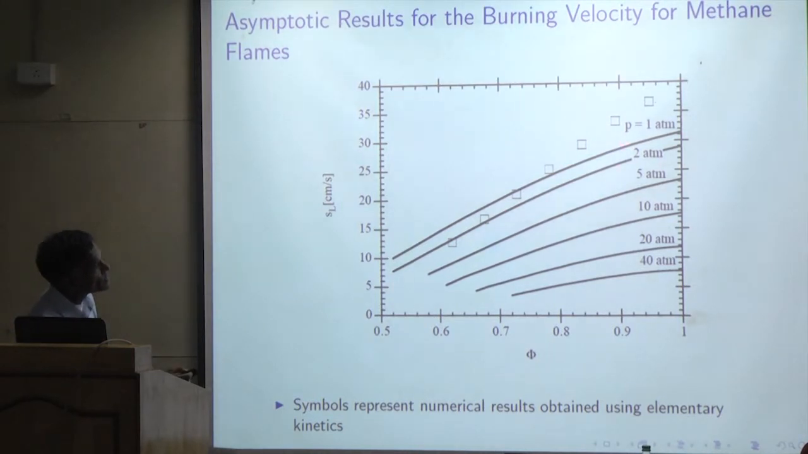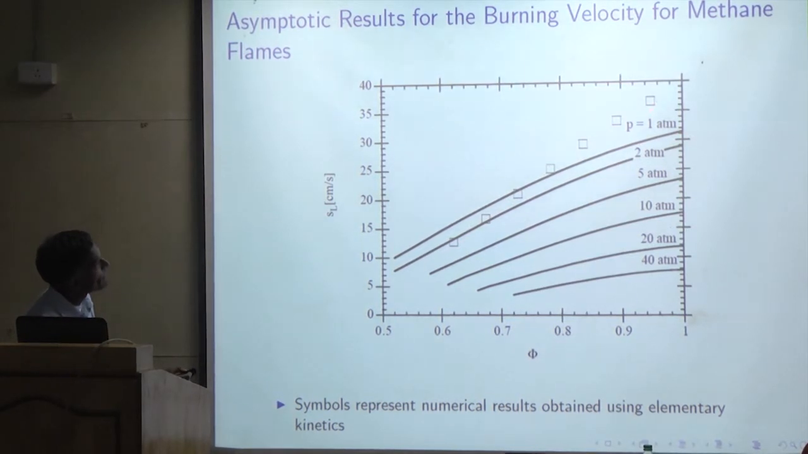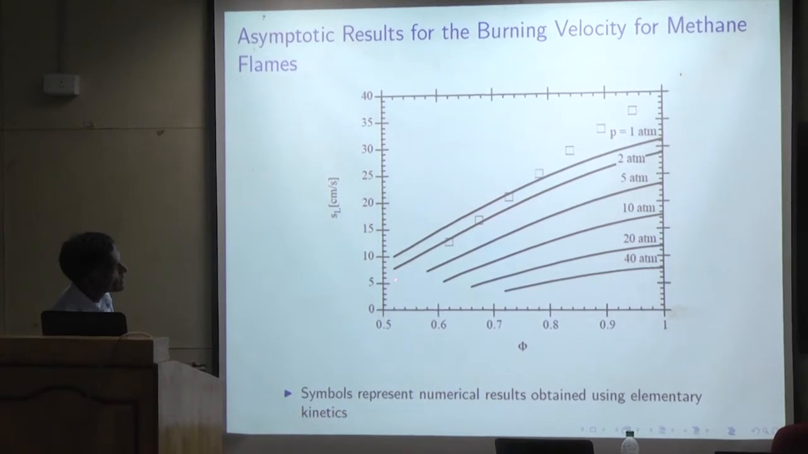You can see that this is the numerical prediction of the burning velocity. Numerically we predict SL as a function of the combustion ratio, and then you can see that this is the asymptotic prediction from rate ratio asymptotic analysis. That's the predictions. So it's pretty accurate. It's reasonably good, right?